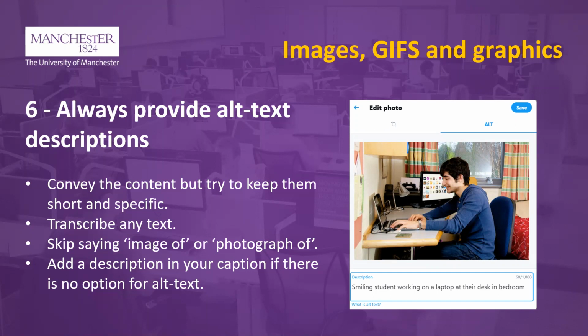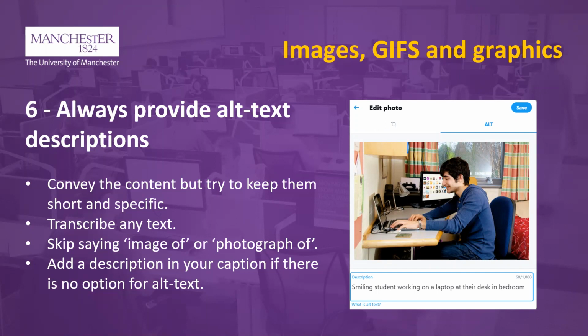And when writing alt text, try to keep the description short and specific. Try to imagine how you'd explain the information in a picture over the phone. That could help you think. So, for example, a smiling student working at a laptop at their desk in the bedroom. Any words that feature in an image must also be described in the text. If you've got words within your graphic, make sure they're included as well.